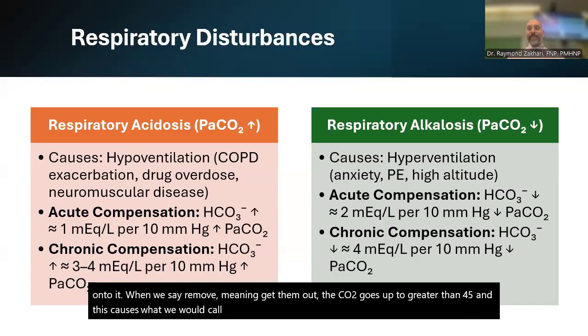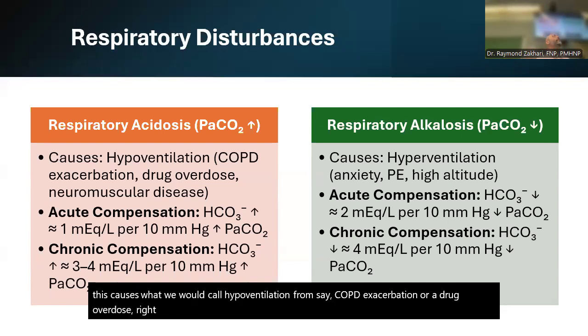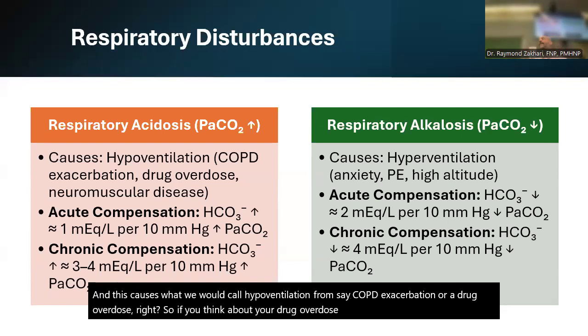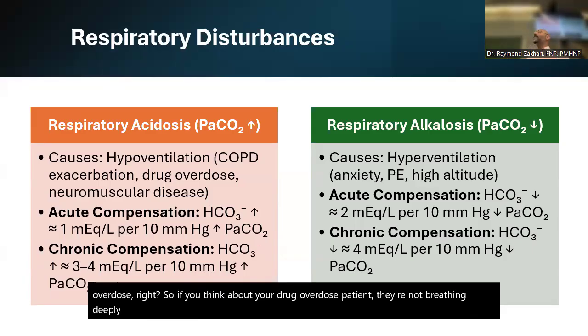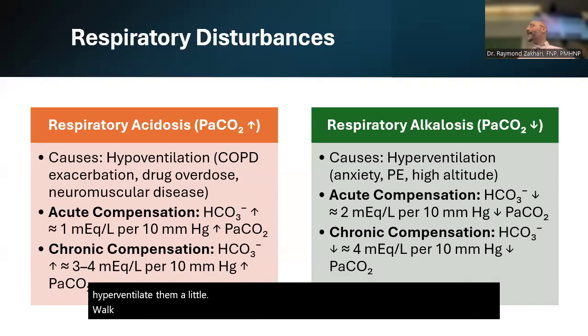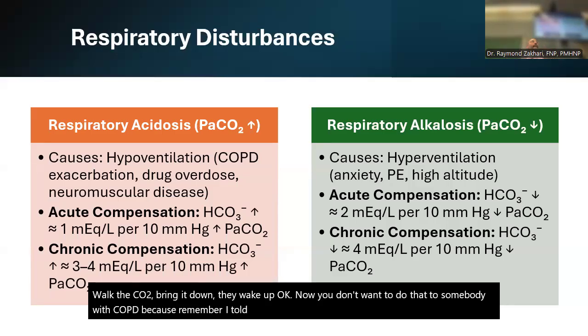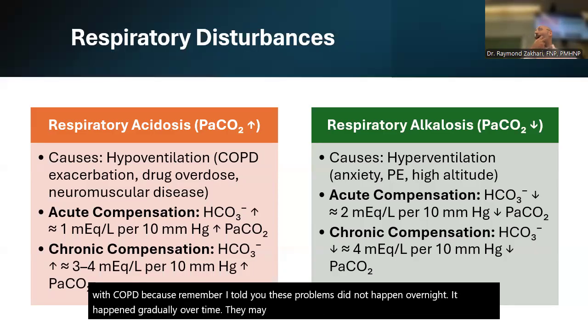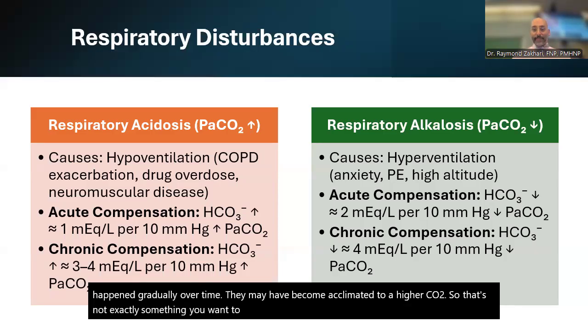hypoventilation from, say, COPD exacerbation or a drug overdose, right? So if you think about your drug overdose patient, they're not breathing deeply enough, the CO2 goes up, they become obtundant, right? What do we do? We hyperventilate them a little, blow off the CO2, bring it down, they wake up, okay? Now, you don't want to do that to somebody with COPD because remember, I told you these problems did not happen overnight. It happened gradually over time. They may have become acclimated to a higher CO2, so that's not exactly something you want to immediately fix.